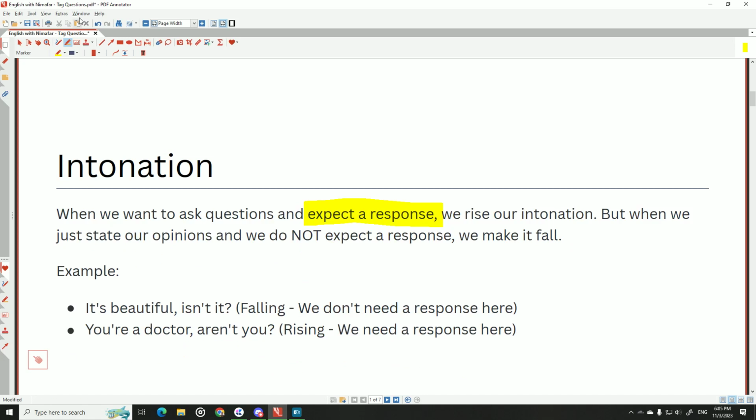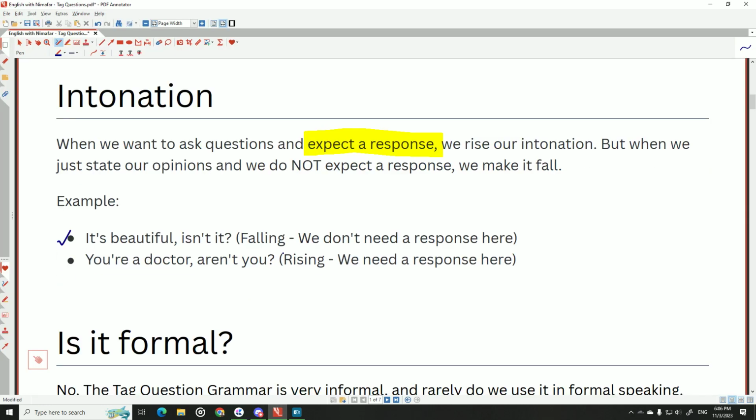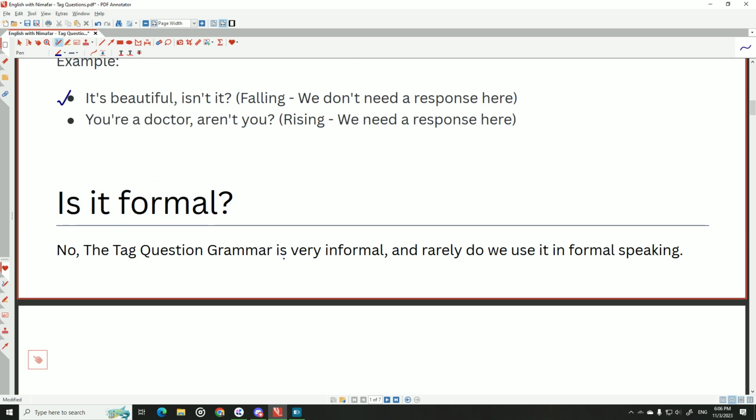For example, look at this one. It's beautiful, isn't it? Isn't it? It's like falling because you don't need a response here. It's beautiful, isn't it? But here you're asking the person about his job. You're a doctor, aren't you? It's like the U is rising. You're a doctor, aren't you? So intonation plays a key role in this grammar topic. And anytime if you have a question, just type it down. So intonation rising and falling.